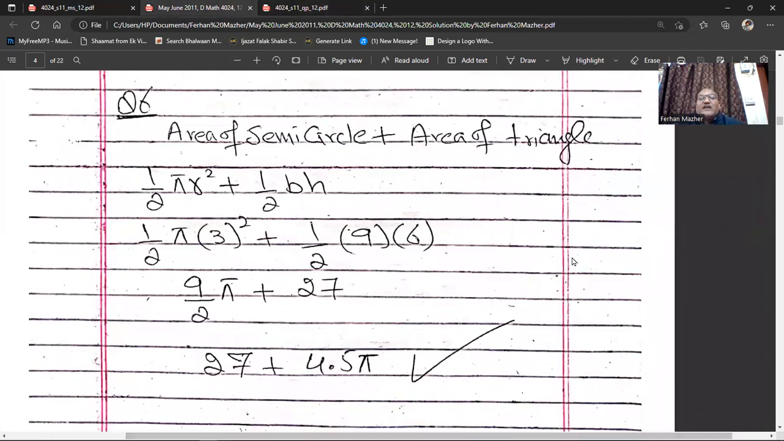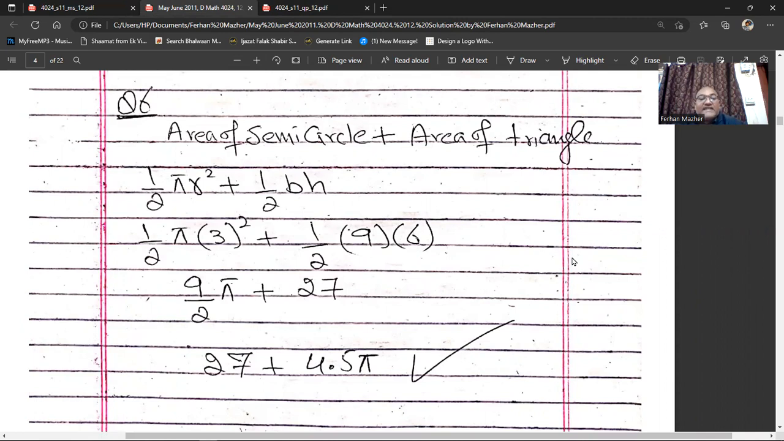The area of the semicircle plus the area of the triangle. The area of the semicircle will be 1 by 2 into pi r square, plus the area of the triangle, because that's a right angle triangle, it will be 1 by 2 into base into height. So 1 by 2 into pi into 3 square plus 1 by 2 into 9 into 6. So it will be 9 by 2 pi plus, and 2 and 6 will be cancelled. We get 3 9s are 27. So you have 9 by 2 pi plus 27.